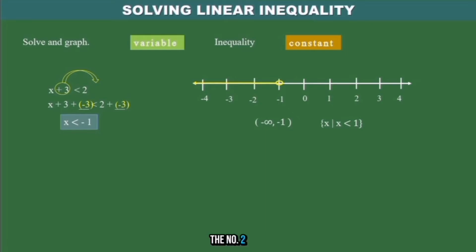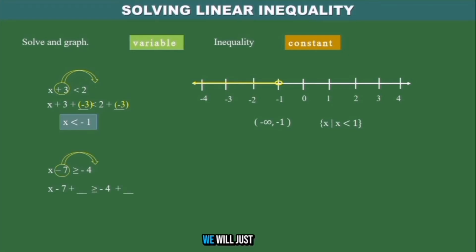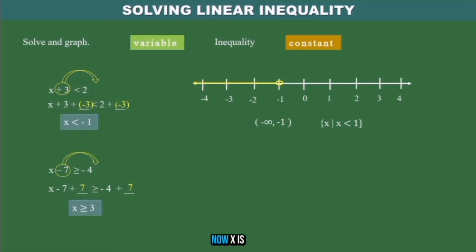Now let's have number 2: x minus 7 greater than or equal to negative 4. Now we will still do the same process. Copy the inequality. Then add the additive inverse on both sides. Since our constant here is negative 7, we add the positive 7. And now let's do the cancellation, then add negative 4 plus 7. So we have now x is greater than or equal to positive 3.